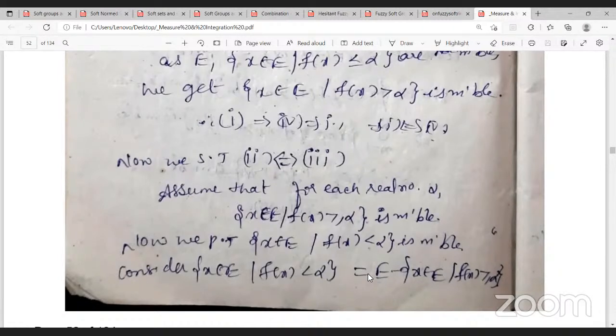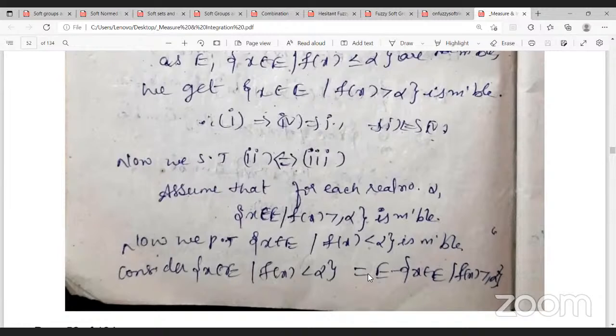We assume that for each real number alpha, the set of x belongs to f of x greater than or equal to alpha is measurable. Now we prove that the set of x belongs to f of x less than alpha is measurable.